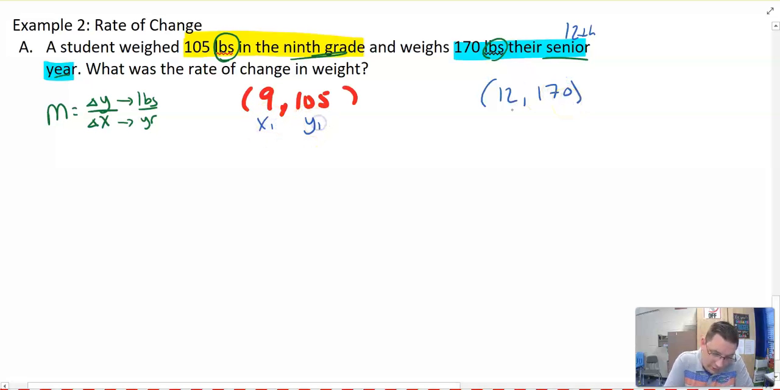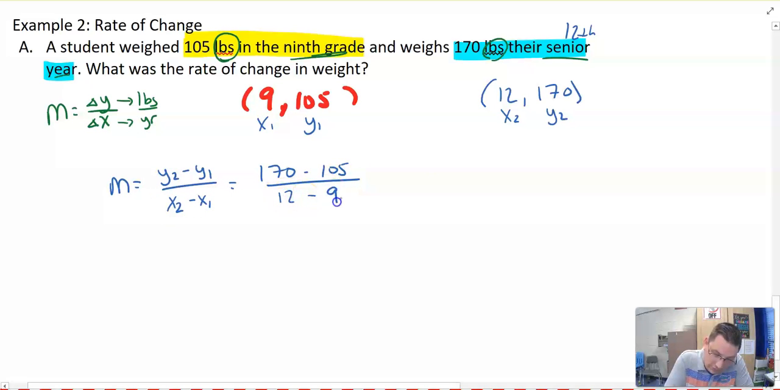And so we can label these out. x sub 1, y sub 1. x sub 2, y sub 2. And we write our slope formula: y2 minus y1 over x2 minus x1. So we're going to get 170 minus the 105 over 12 minus 9. So we're going to get 65 over 3. Now this will divide out, and this is going to be 21.6 repeating. But we had units involved here, right? What was our numerator unit? It was pounds, and our denominator was in years. So this is 21.6 repeating pounds per year.